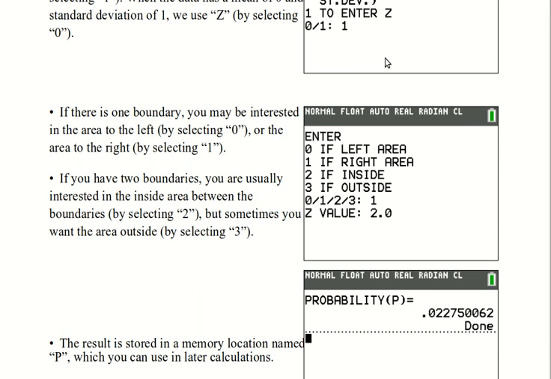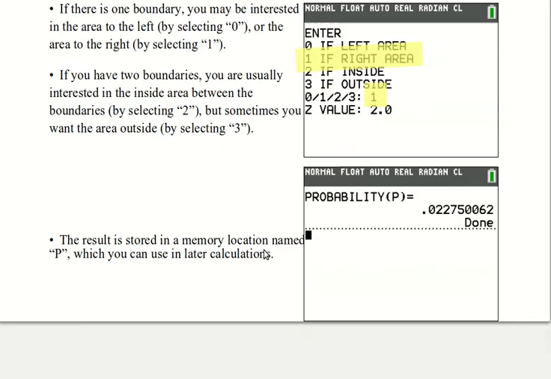Then we're asked what the boundaries are. So we're going to select 1 because we're interested in the area to the right. Remember, we were interested in a z-score that was bigger than 2. So to be bigger than 2 is to be to the right of 2. So we choose 1 as our option for the region. Our z-value is 2. We type that in. We press enter, and out pops the probability.